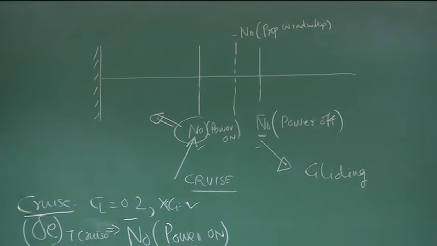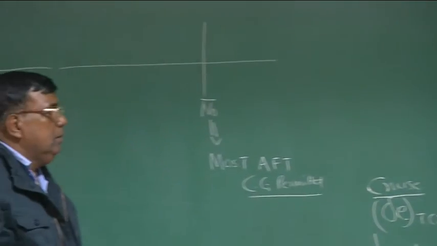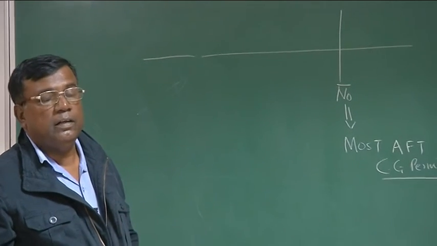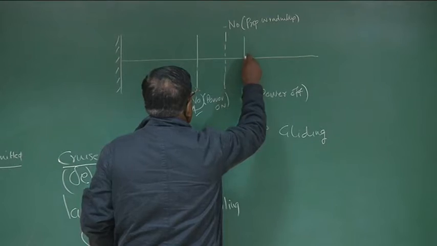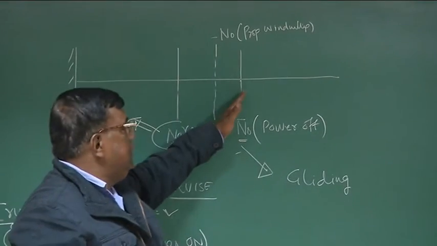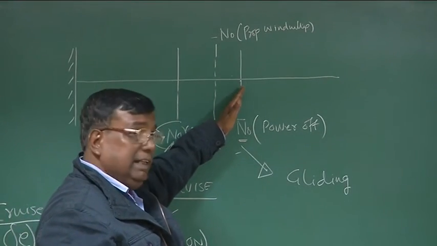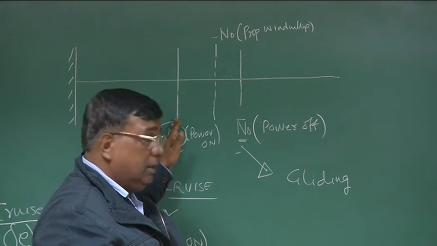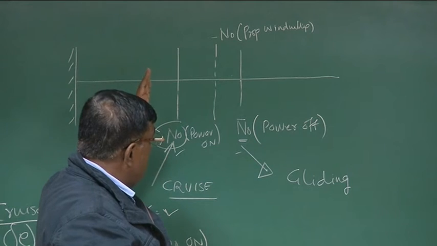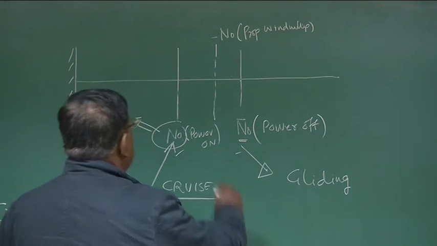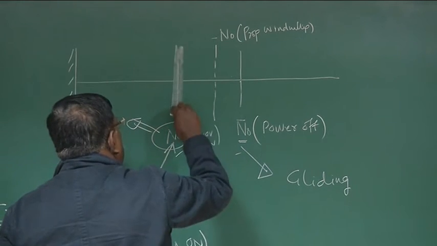From designer point of view, what should you put restriction as the most aft restriction for the center of gravity of the airplane? Up to this? If CG can be taken up to this? Definitely not, because if you tell like that, then during power on case, it will become statically unstable, right? So your most aft CG permitted will be governed by N naught power on.